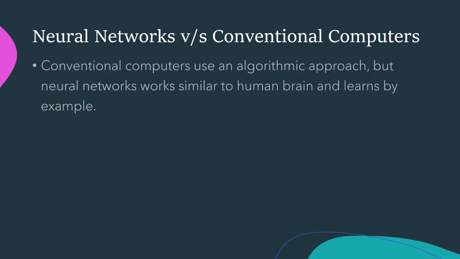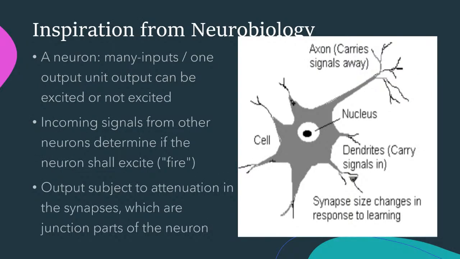So we can observe the difference between conventional computers and neural networks. Whatever neural networks we are proposing, they will work like the human brain. Where are we taking the inspiration? From the brain only. A neuron has many inputs and one output unit. This output can be excited or not excited. You can see these neurons and the structure in this image.